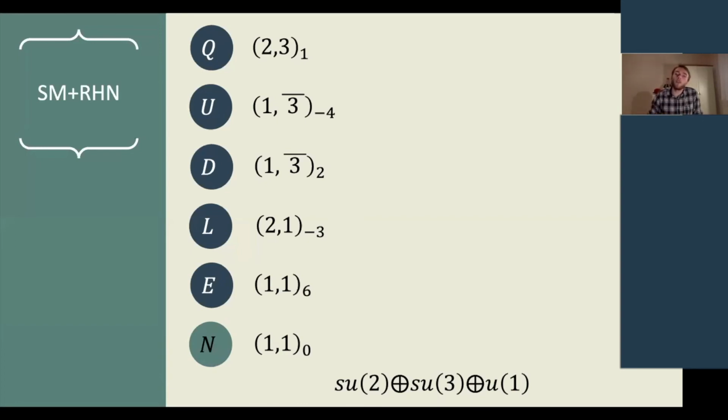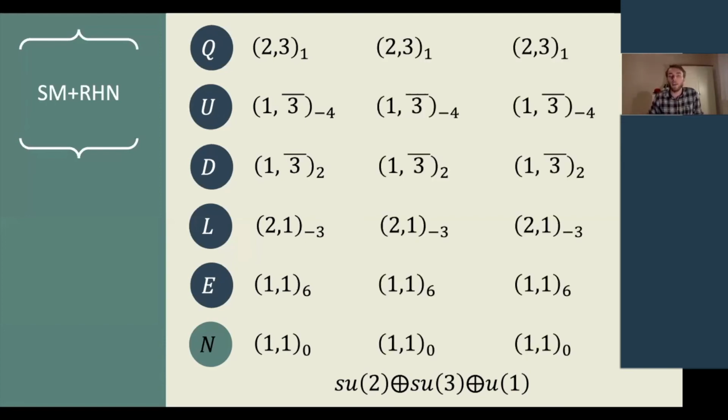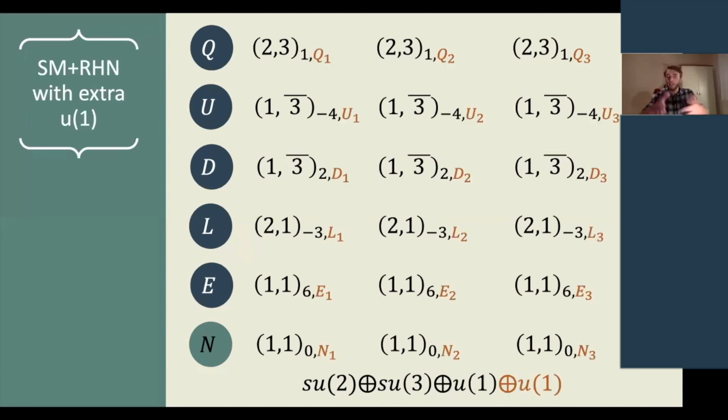I've also been naughty in one other respect, and that's that I've only written one family down. The standard model has 3. So when we add an extra U1 to our theory, like this, and we give each of the particles a charge with respect to that U1, I'm not necessarily going to assume family universality. So I'm not going to assume that, for example, the quarks have the same charge in that extra U1.